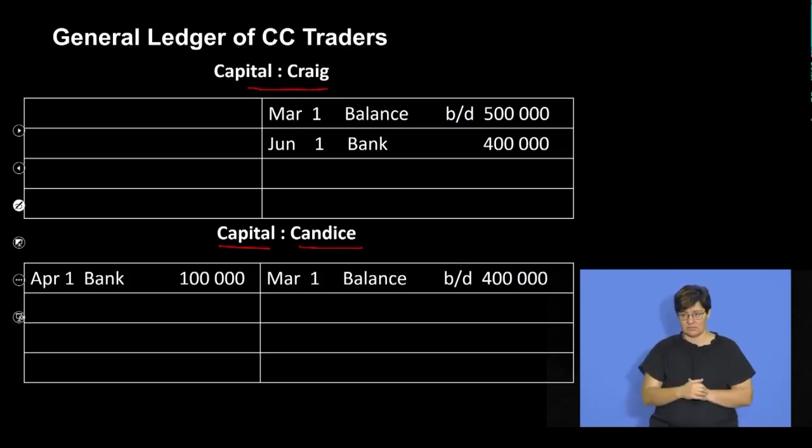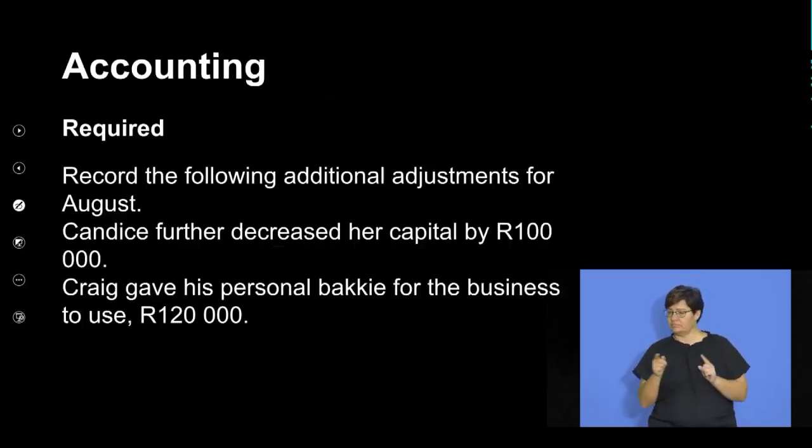Right, so that's fine. If I look at the ledger accounts, I'm given an opening balance that is brought down, 500,000 for Craig. Then I notice he increased his capital on the 1st of June by 400,000, so that's in order. Then I've got capital partner Candace. She started off with an opening balance of 400,000 and partner Candace decreased her capital by 100,000. So that's what I'm given thus far. Let's see what else they're giving me.